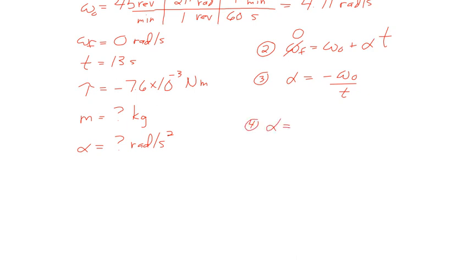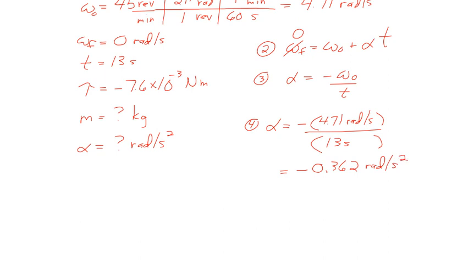Plugging in the numbers, you're going to have minus omega O divided by T. So the original was 4.71 radians per second, and the time is 13 seconds. So my answer will come out to be negative because it is slowing down. The negative here doesn't mean clockwise, it means slowing down. And what do you get for that answer? 0.362 radians per second squared. So there's my alpha.